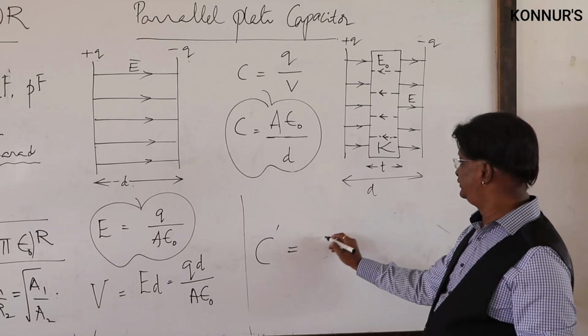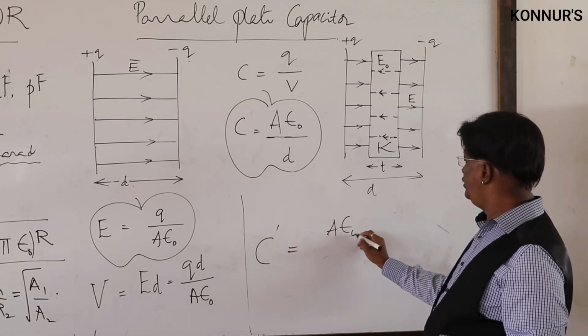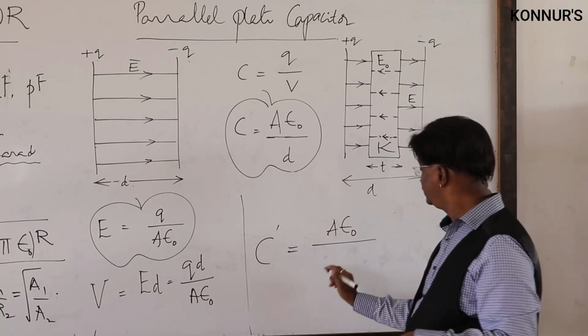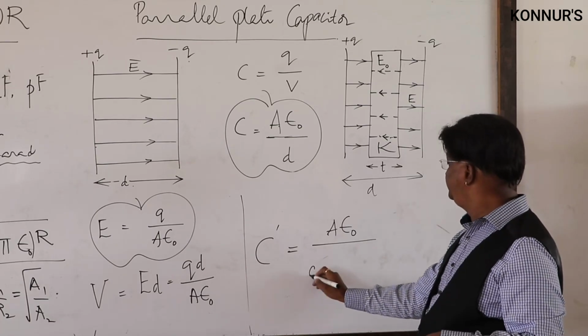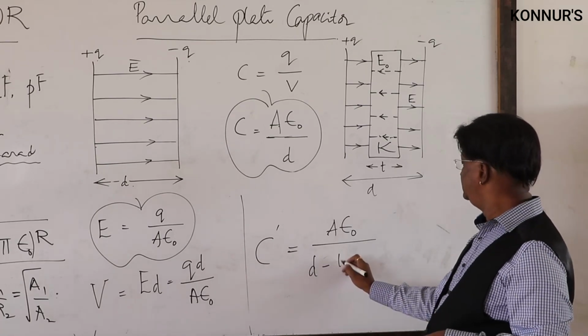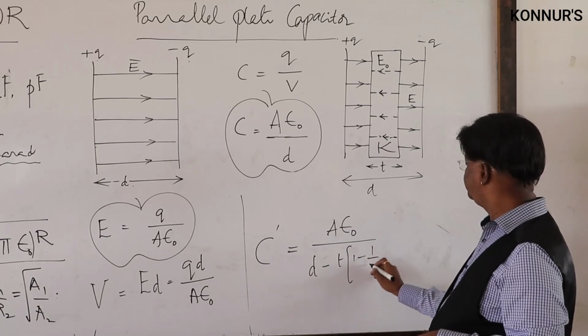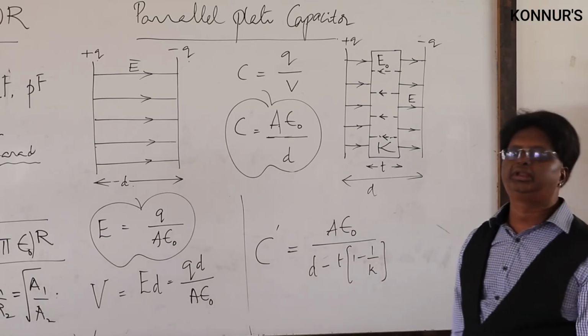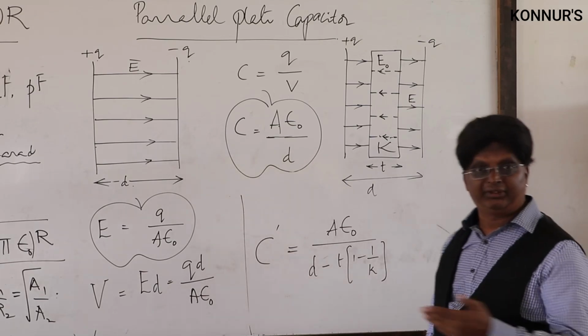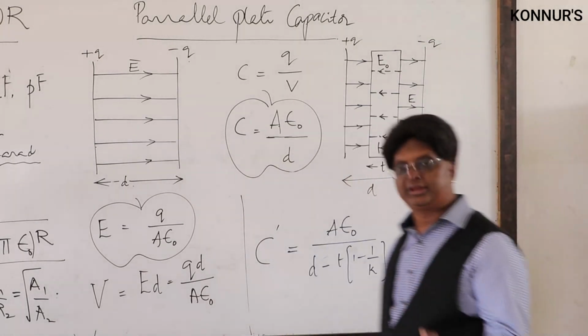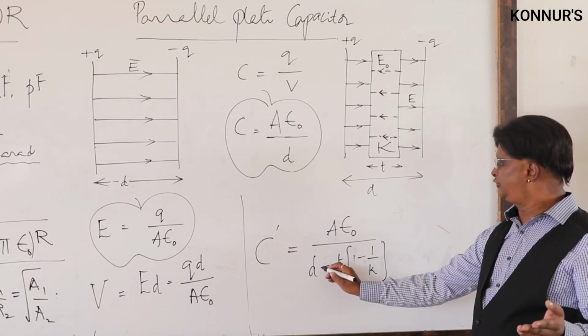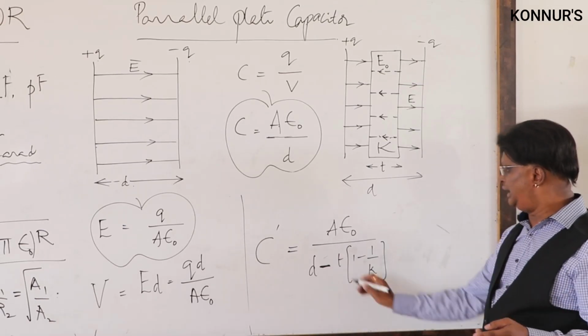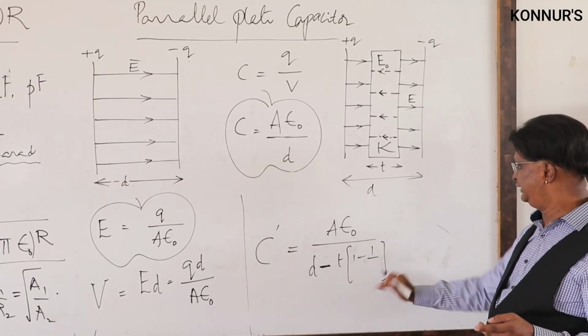C dash is A epsilon naught upon D minus T into 1 minus 1 by K will be the result. We don't need any derivation part. You do remember the result. You can see the denominator term: D minus T into 1 minus 1 by K.